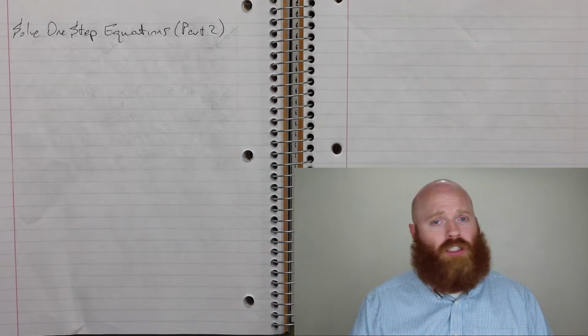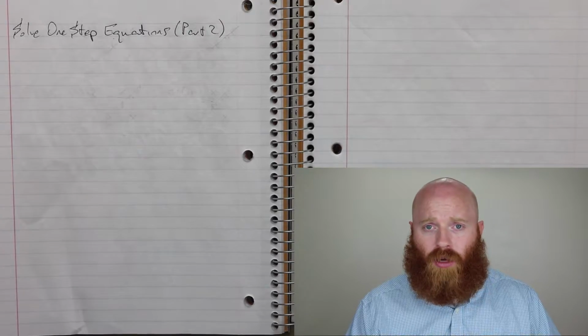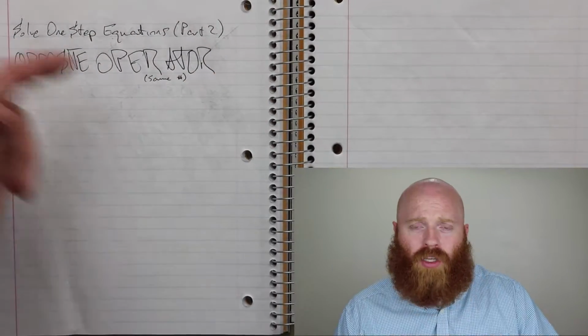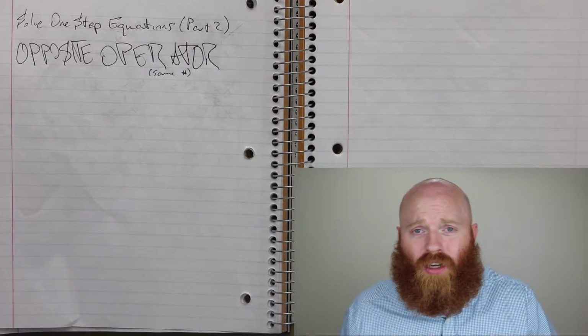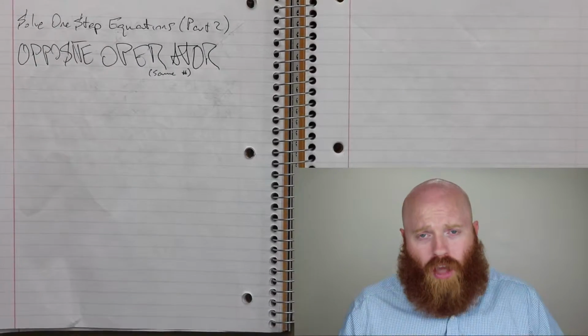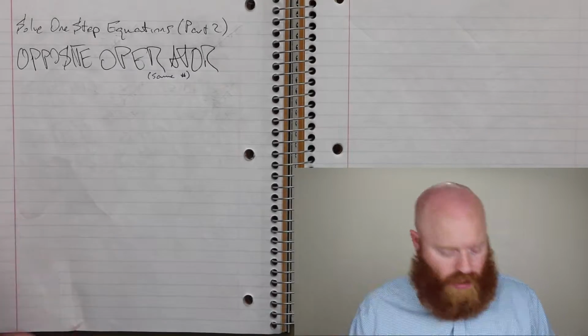As always, just like in my part 1 video, we're going to solve every one-step equation by using the opposite operator, but the same number. Opposite operator, same number. And just like the other ones, what is an operator? An operator is a plus, minus, times, divide. There's a lot more math operators, believe me, but the only ones you need for one-steps are plus, minus, times, and divide.